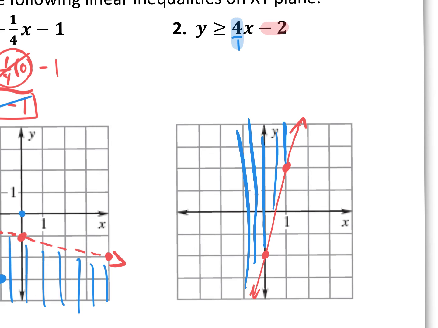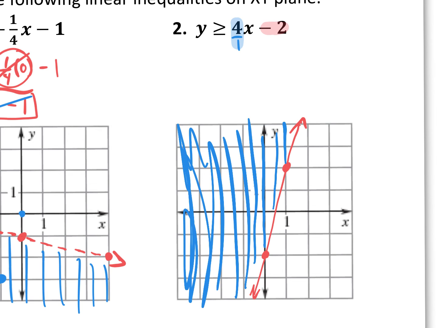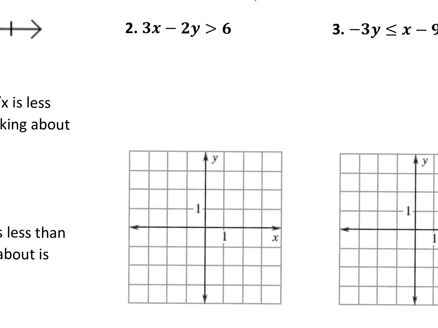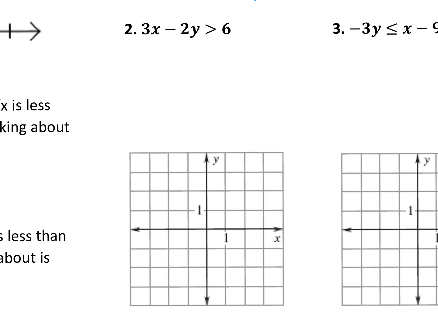So this whole thing right here is what's shaded. The upper left part of this graph is shaded. Okay? Let's move on and try another. Again, it's all about graphing the line, deciding if it's solid or dotted, and then shading. In order to graph, you need to have it in y = mx + b form.